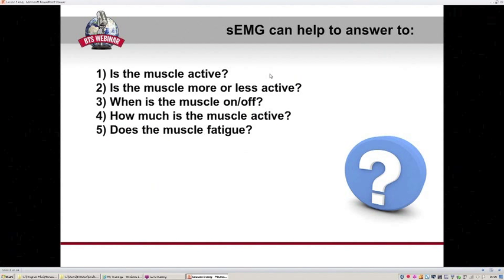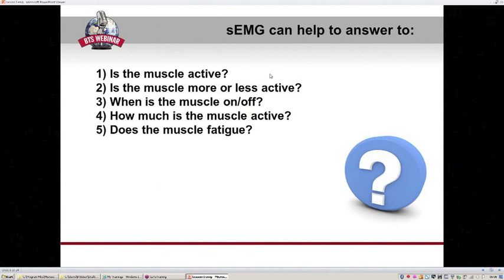By measuring the EMG signal in general, we can extract different information. For example, we can understand if the muscle is active or not during a specific task execution. We can also understand if the muscle is more or less active in one condition with respect to another condition, or if the muscles of one side are more or less active compared to the ones of the opposite side.